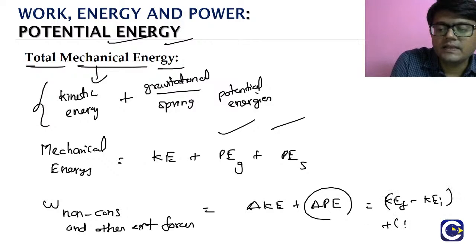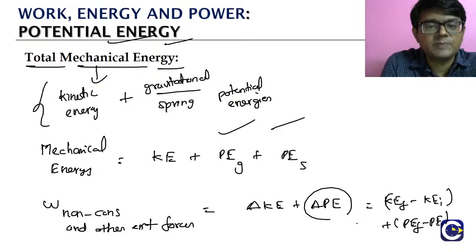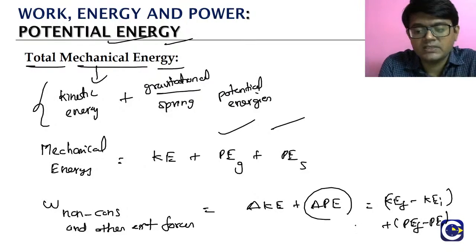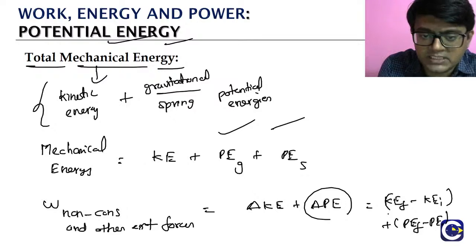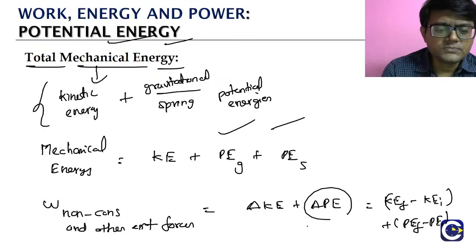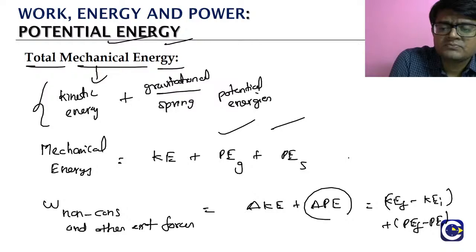Final minus initial. Potential energy can be spring potential energy or it can be gravitational. It can be both also. Spring potential energy will come separately, and gravitational potential energy will come separately. Okay, so look here, what will you be having?